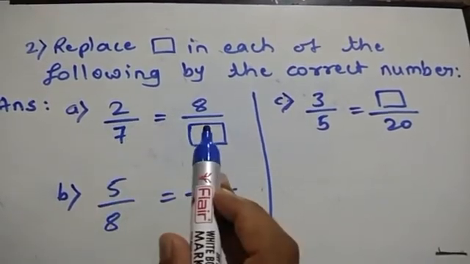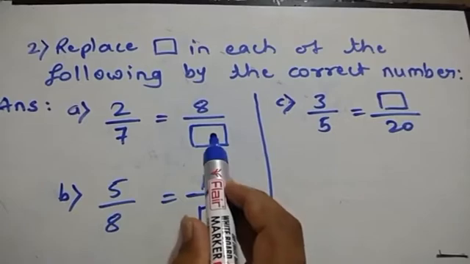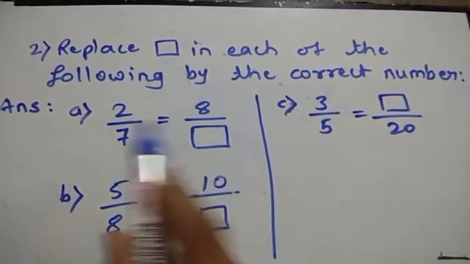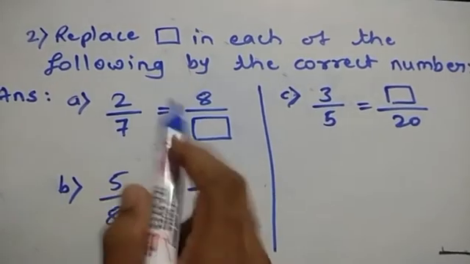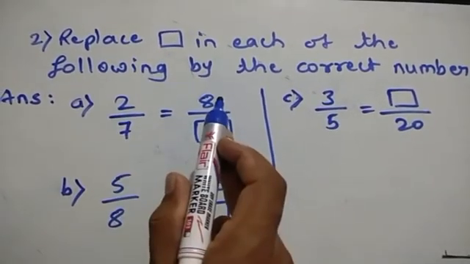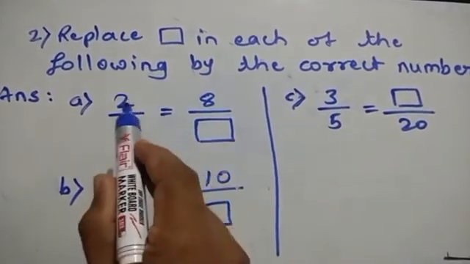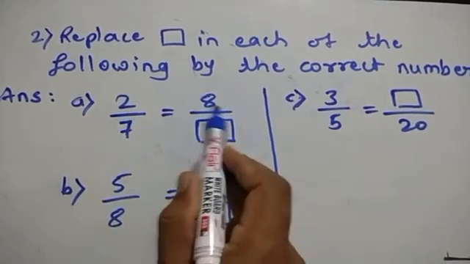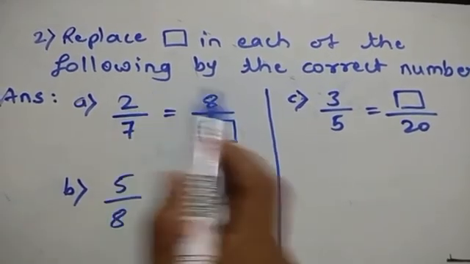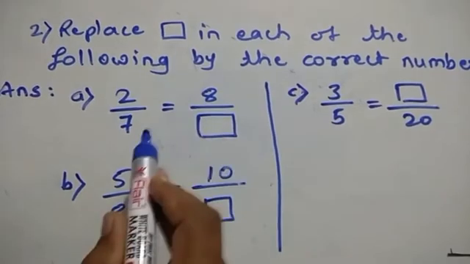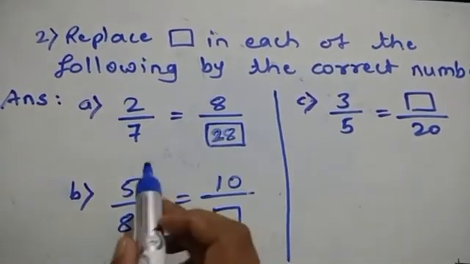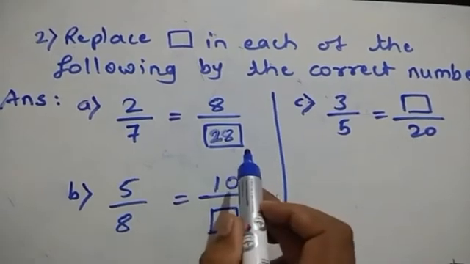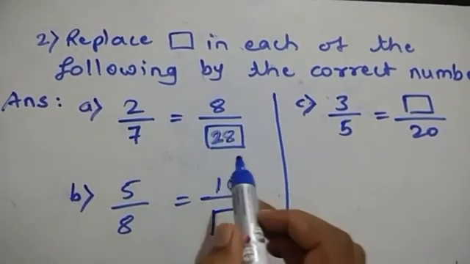Okay, so we have to find that number in this box, which means both fractions will become equivalent. To get that number, students, remember we have both the numerators here. By which number did we multiply this 2? We got 8, so 2 4s are 8. So definitely we should multiply the 7 also by 4. Therefore 7 4s are 28. Therefore 2 upon 7 is equal to 8 upon 28.